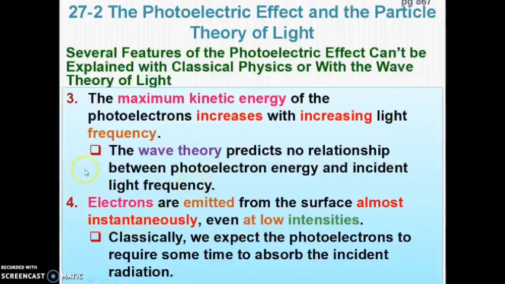Next one here. Electrons are emitted from the surface almost instantaneously, even at low intensity. Classically, we expect the photoelectron to require some time to absorb the incident radiation.